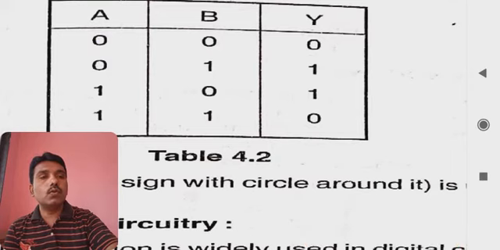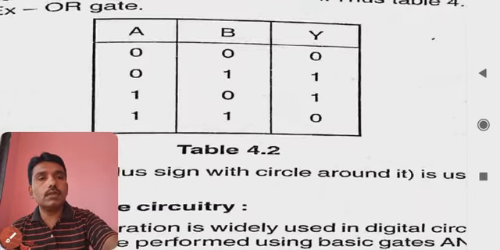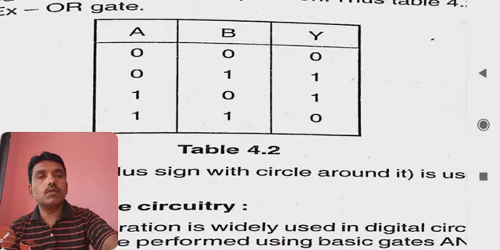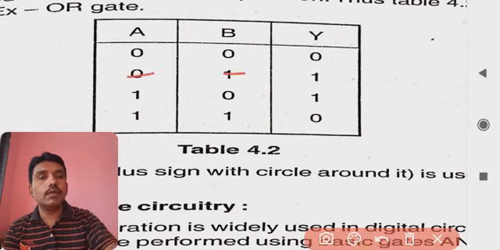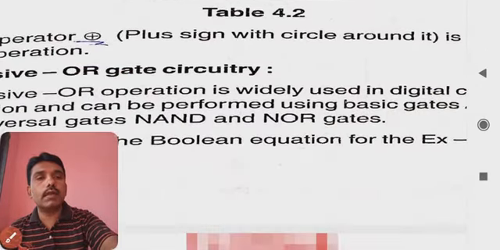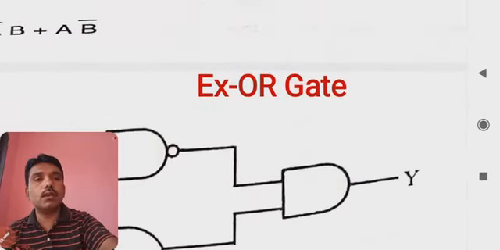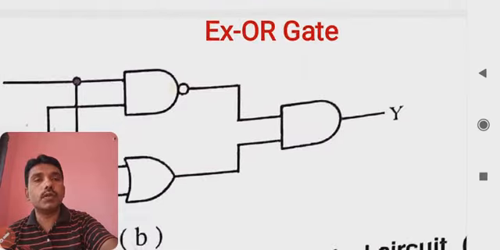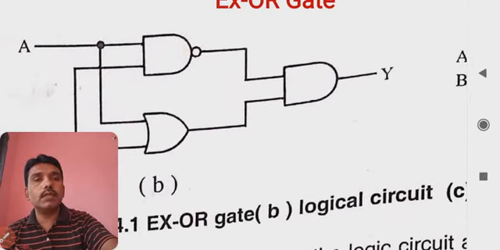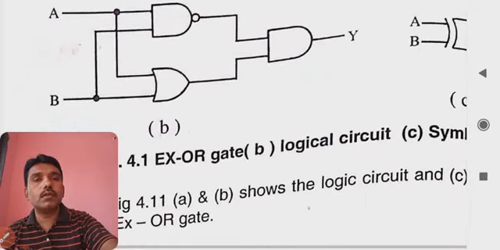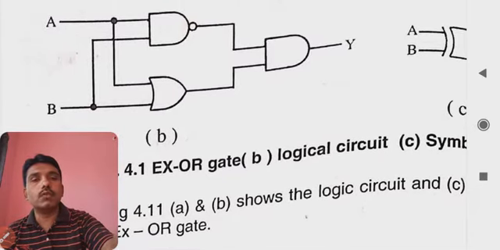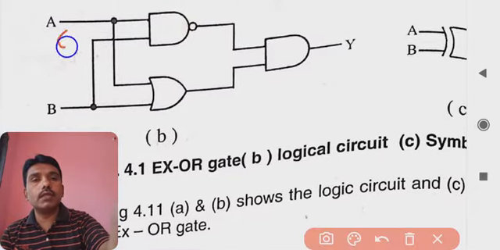Now look at another case, 0 1. That means A will be 0 and B will be 1. In that case, what will happen? Let's see whether the circuitry gives us the same output that the truth table shows. Look at this diagram neatly: again we are looking at the condition 0 1, that means A is 0 and B is 1.